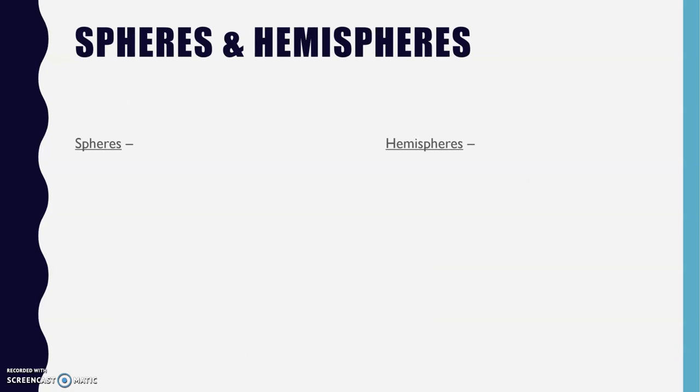So for spheres and hemispheres, their surface area formulas. A sphere is 4 pi r squared. Once again, r is going to represent the radius. So if it gives you the diameter in the picture, you will need to take half of that to get the radius. And for your hemisphere, a hemisphere is half of a sphere.